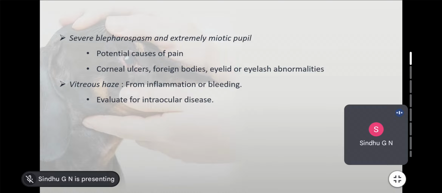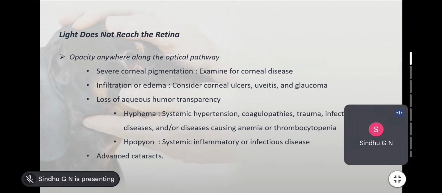So we have to check for any potential cause of pain like ulceration, foreign bodies, eyelid or eyelash abnormalities. Then another cause is vitreous haze. Any inflammation or bleeding in the vitreous can obscure light penetration to the fundus. So we have to evaluate for intraocular diseases like tumors in such cases. So these are the reasons for light not reaching the retina and the dog being blind.